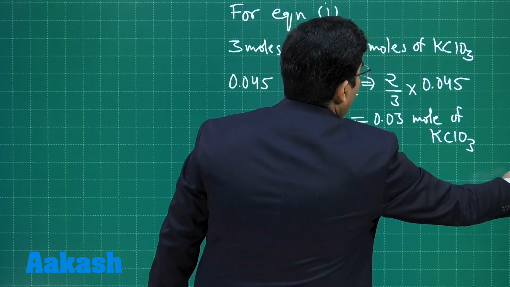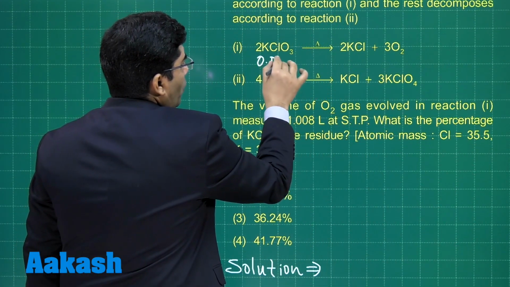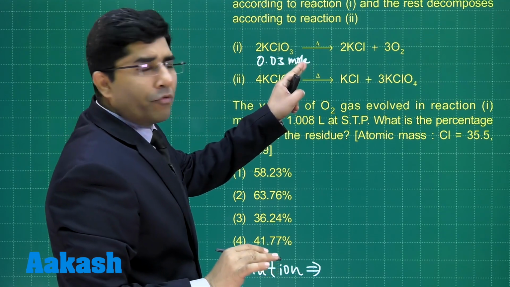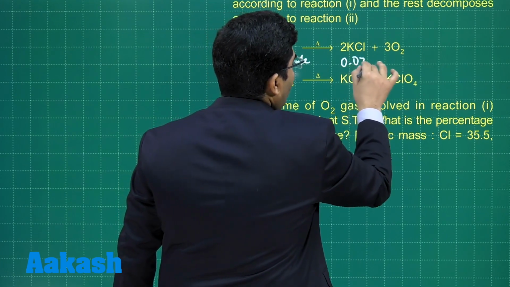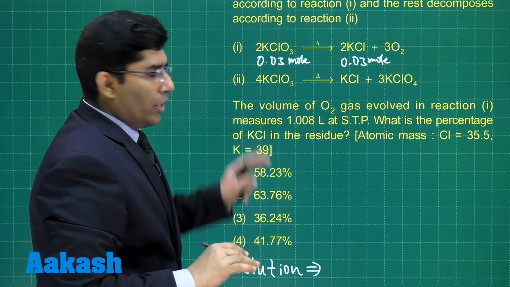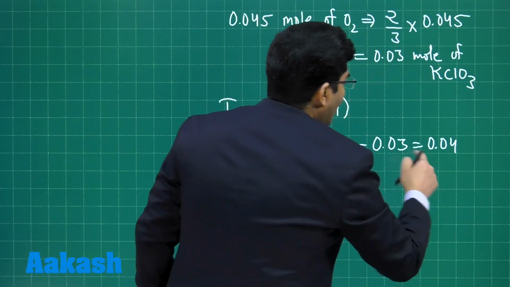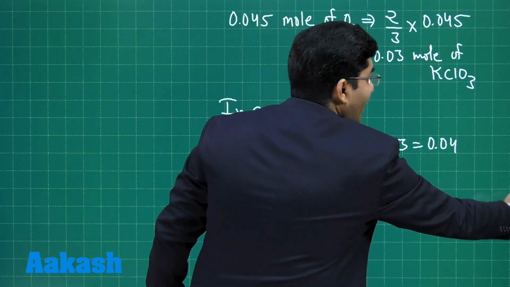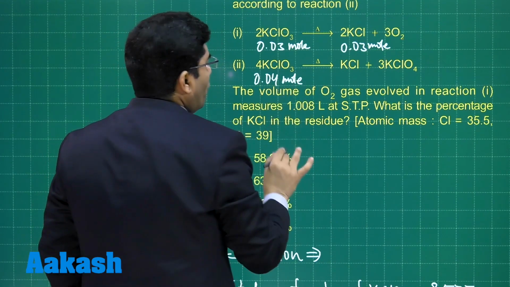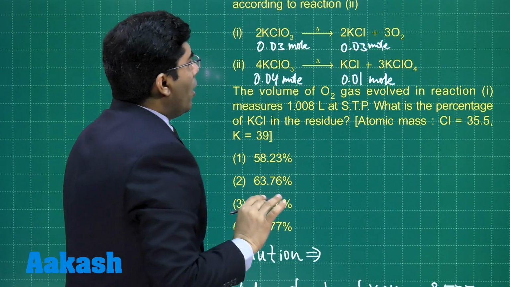So if we talk about KCl now, we have 0.03 mole of KClO3. So definitely we will get 0.03 moles of KCl. So this will also be 0.03 moles, right? And in the second reaction, 4 moles of KClO3 is giving 1 mole of KCl. We have 0.04 mole of KClO3 for the second equation. Therefore this 0.04 mole of KClO3 will give us 0.01 mole of KCl.